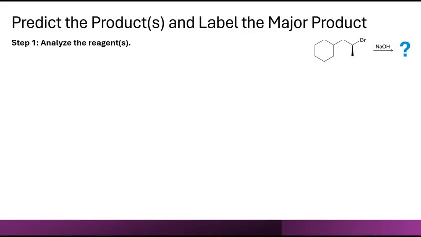Phew. Let's now predict. Predict the products and label the major product. Let's put step 1 into practice. Analyze your reagents. In terms of substrate, we have a secondary alkyl halide. It is a chiral center. We're also working with a strong base, and it's also a good nucleophile, which means we have the potential for E2 and SN2.